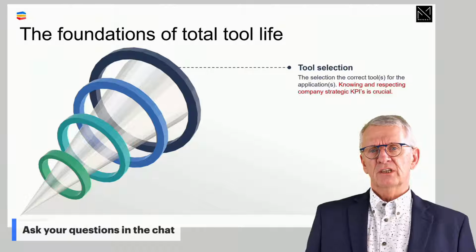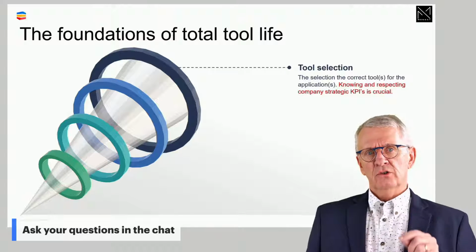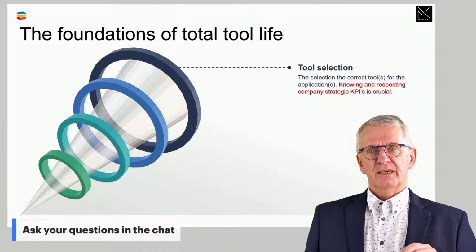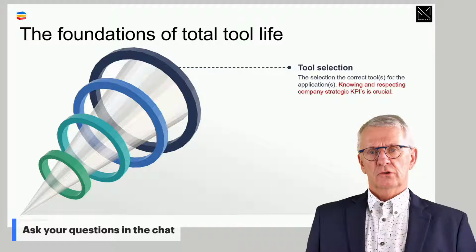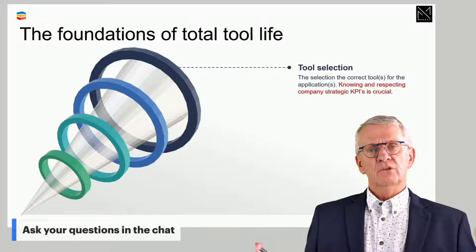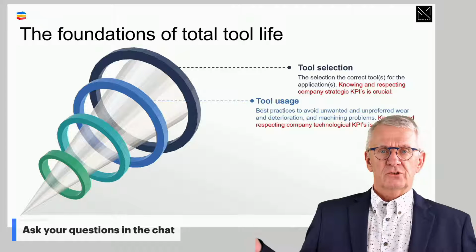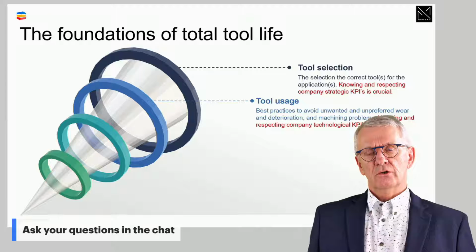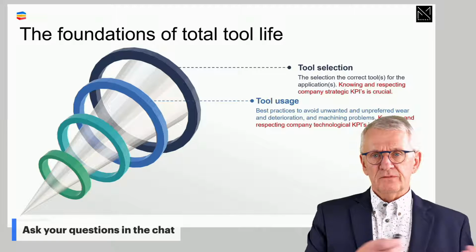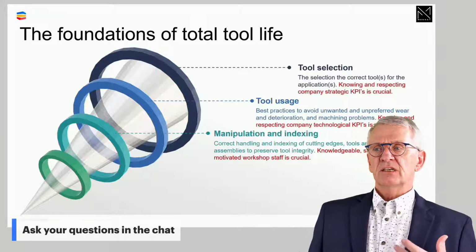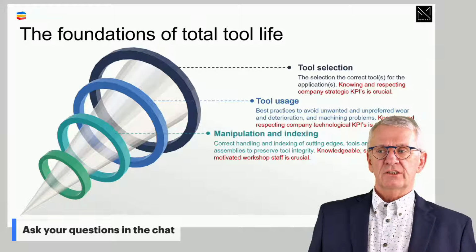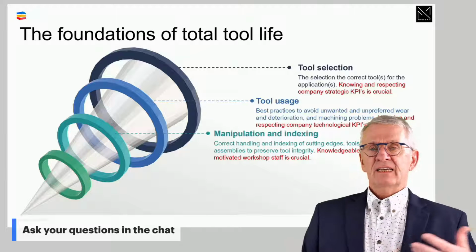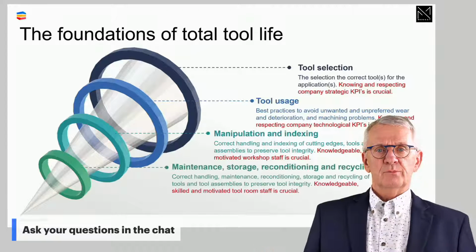Your tool selection process is the first step in total tool life. It is the first step in tool life cycle management. How do you select your tools? Because if you start from the beginning with the wrong tools, then all the rest falls apart. After selecting tools, it's about how are you using tools? How well are you using tools? How well are people keeping track of data in this respect? The next thing is after usage, how do you set up manipulating of tools, indexing of tools, sending back to the tool room, and all that type of stuff.